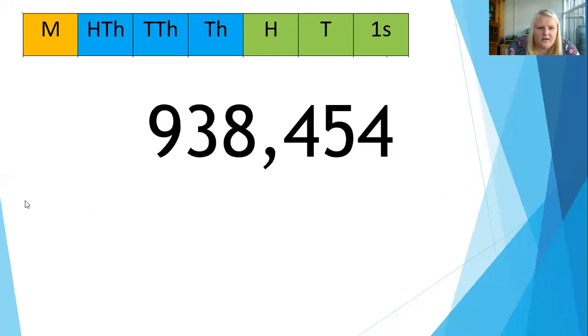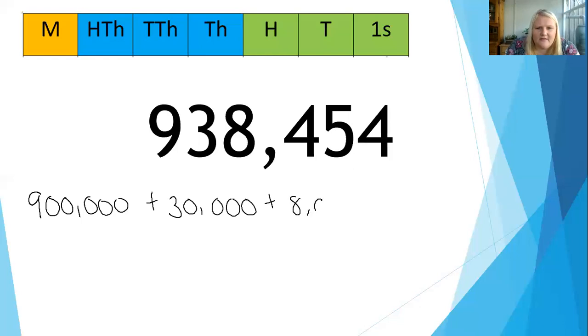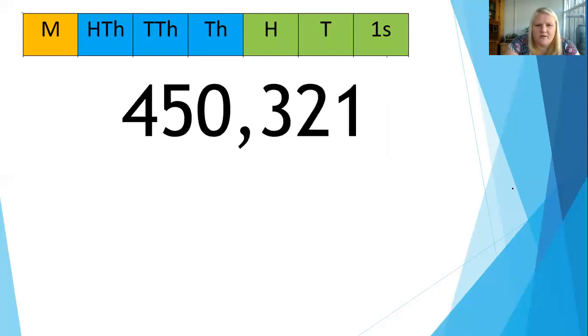So, 900,000. Add 30,000. Add 8,000. Add 400. Add 50. Add 4. And that is the number we've got, 938,454.